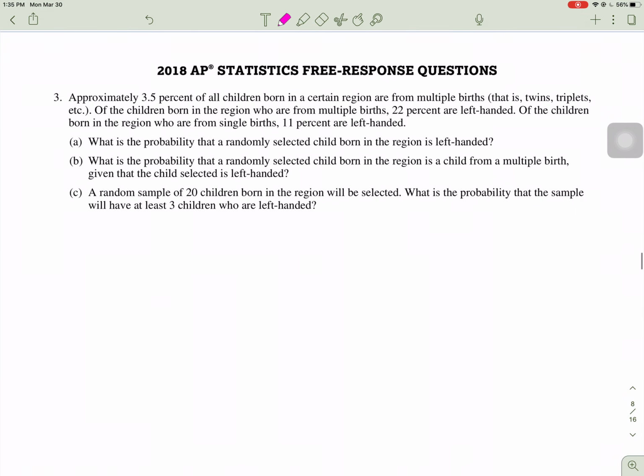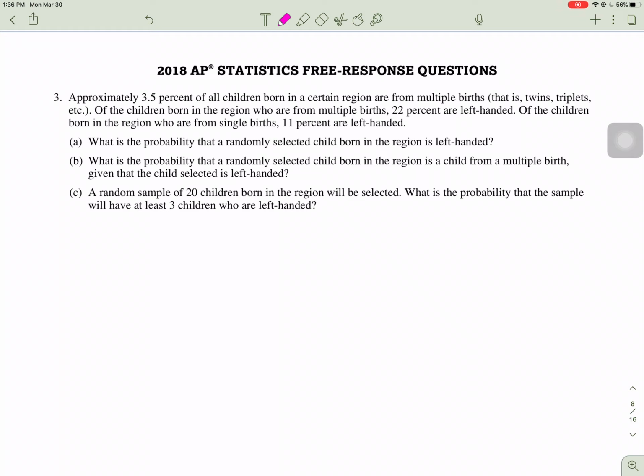Hey guys, so number 3 is a probability problem. It says approximately 3.5% of all children born in a certain region are from multiple births. That means twins, triplets, etc. Of the children born in the region who are from multiple births, 22% are left-handed, and of those born who are from single births, 11% are left-handed.